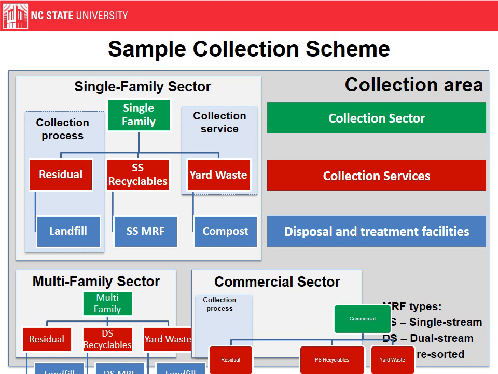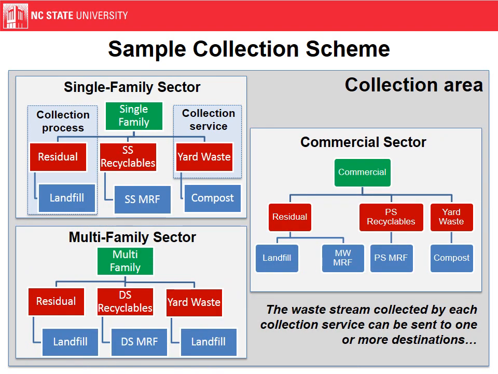The residual waste is taken to a landfill, and that is called a collection process, the combination of the waste service and the disposal or treatment facility. The single stream recyclables are taken to a single stream MRF, and the yard waste is taken to a composting facility. So again, the waste stream collected by each collection service could be sent to one destination, such as all going to one landfill, or it could be taken to more destinations if, for example, some recyclables were taken to one MRF and some recyclables were taken to another MRF, or something of that nature.